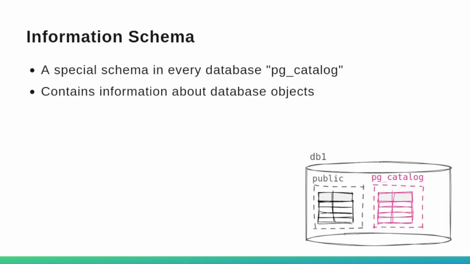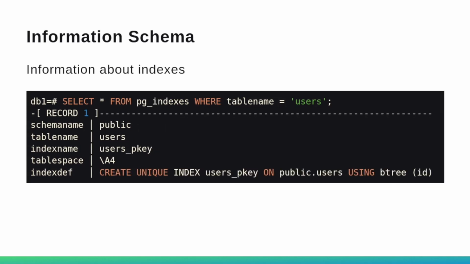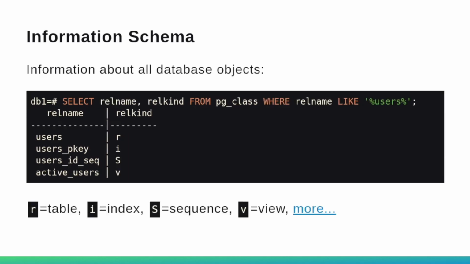So another schema that we have in our database is called pg_catalog, and it contains tables with metadata about our objects. Let's look at a few examples. We have a table called pg_tables that contains information about our tables. For example, if we select star from pg_tables where the table name is users, this is our table, we can see the name of the schema, public, the name of the table, the owner, whether it has indexes or triggers, and so on. Another useful table is pg_indexes. For example, we can query for all the indexes on the users table. We can even get the index definition at the bottom.